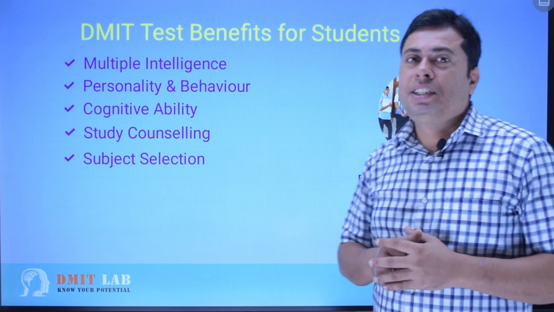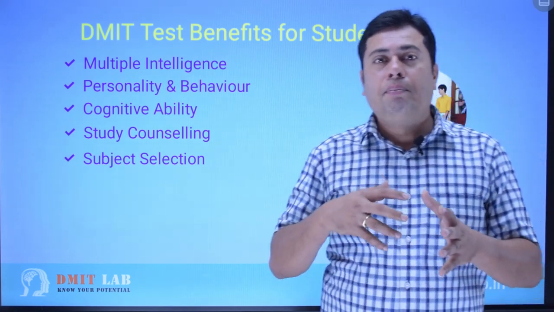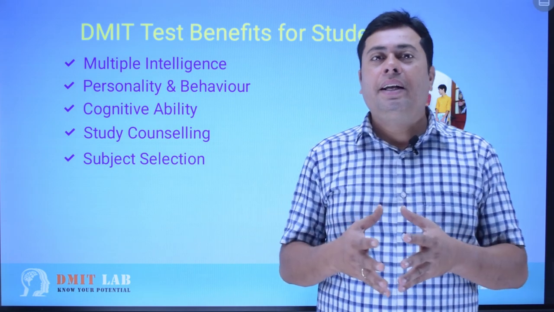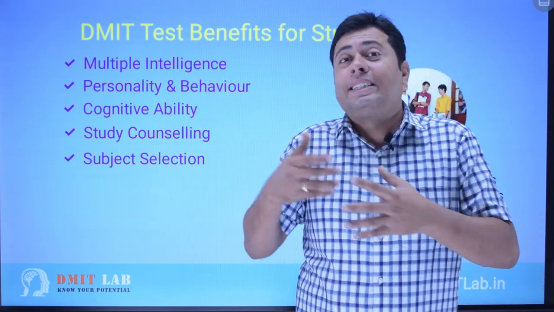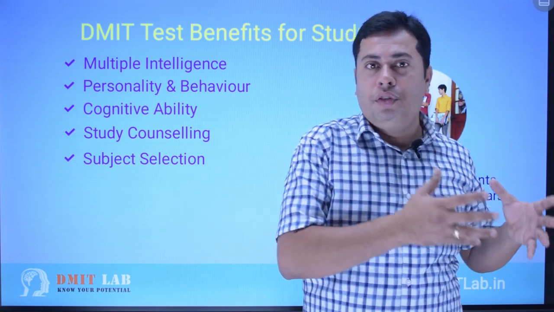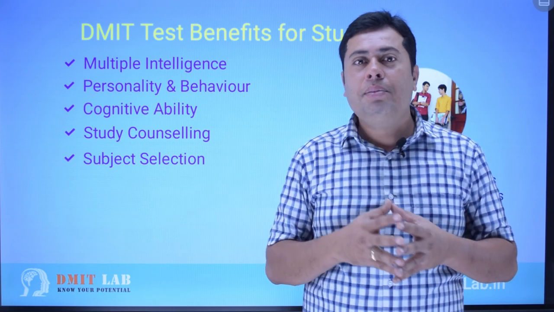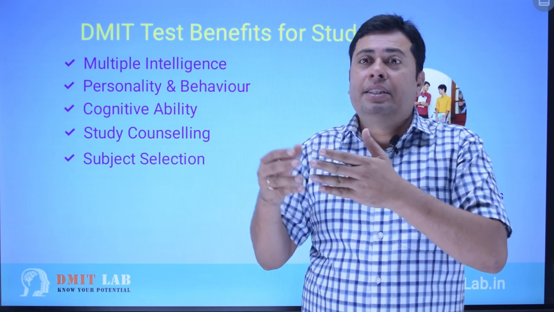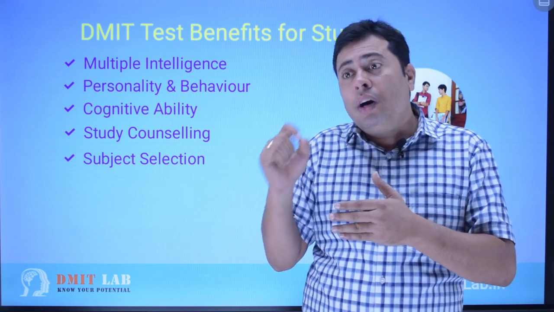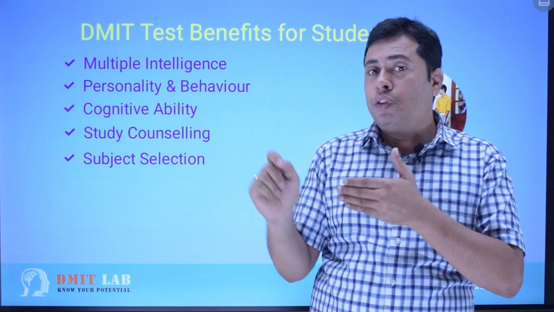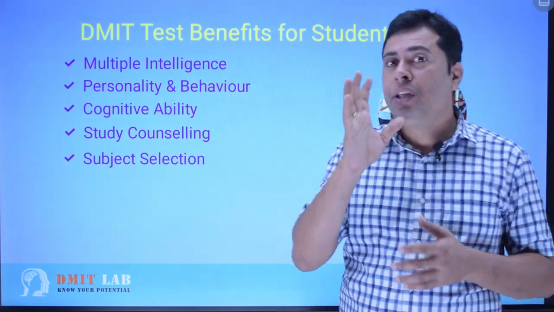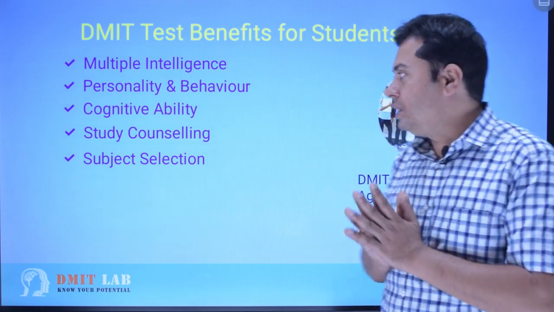Now the subject selections. Once you complete your 10th standard, the matric, if you want to select subject compositions, for example, science, arts or commerce, and if it is science, PCMC, PCMB, there are many combinations you have. What subject selection should be good for them can be known from the reports. So this will definitely help you to choose the composition of your subjects.